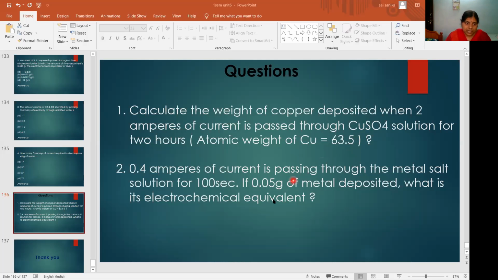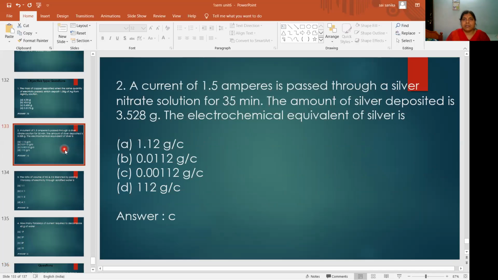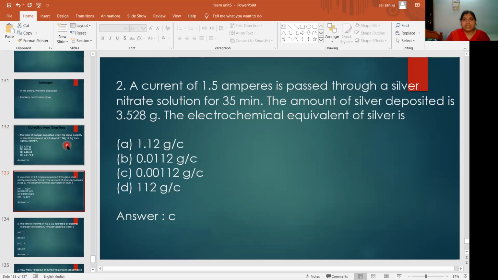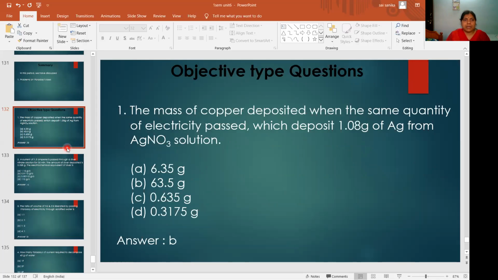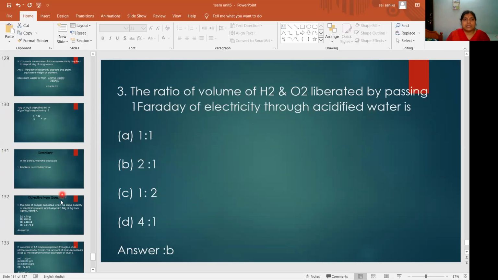1 Faraday is equal to 96,500 coulombs. So like this you have to remember. Then if the same quantity of electricity is passed through the electrolytes, so here one problem is there, what is the weight deposited?